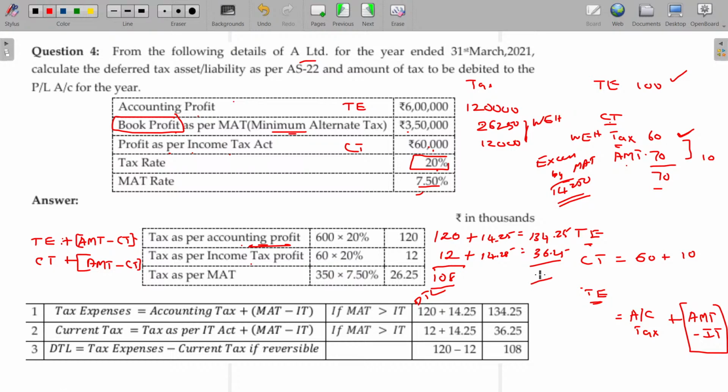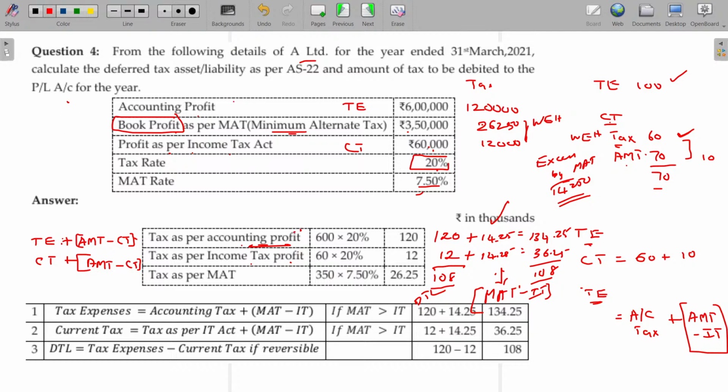The same you will get here also. You have to add this particular excess payment due to the MAT with the accounting profit tax and income tax profit. So this one item is excess, which is nothing but excess payment. If there is no excess payment, forget about that. If there is excess payment due to the application of MAT or AMT over the IT tax, then that will be addable with the tax expenses, addable with the current tax.